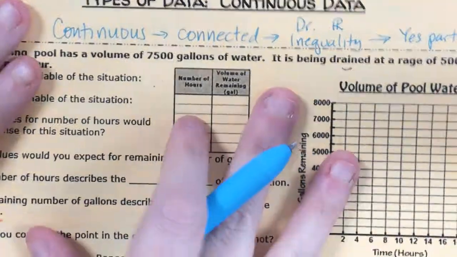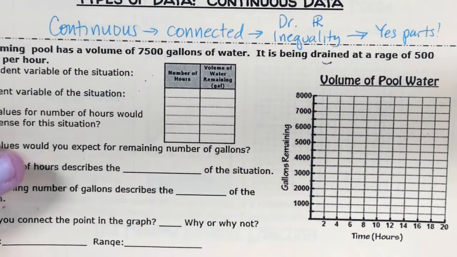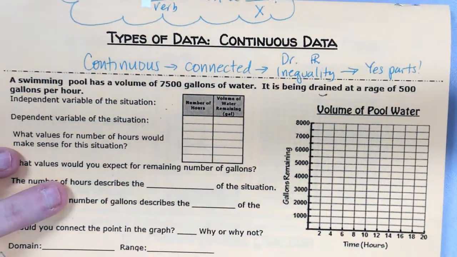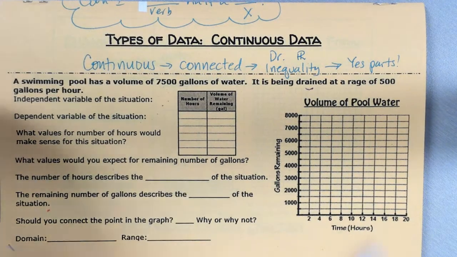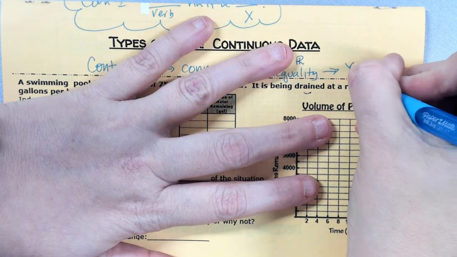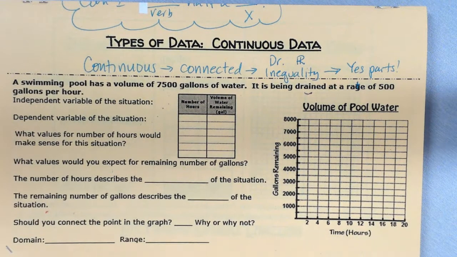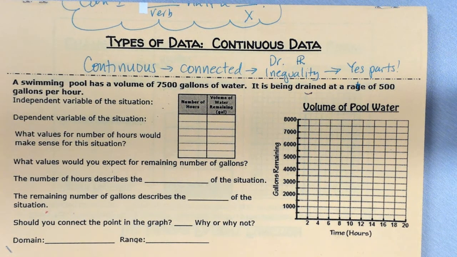Okay, so now let's look at an example of continuous data. Okay? So for this one, I have a swimming pool that has a volume of 7,500 gallons of water. It's being drained at a rate of 500 gallons per hour. That should be rate, not rage. There's no rage here today, okay? So where's my slope phrase?